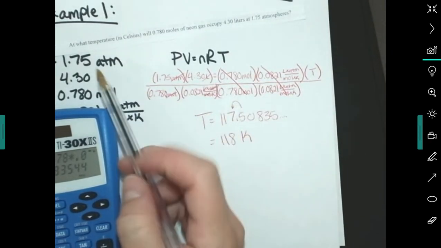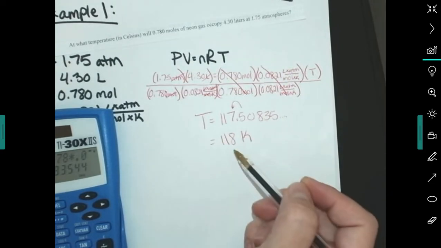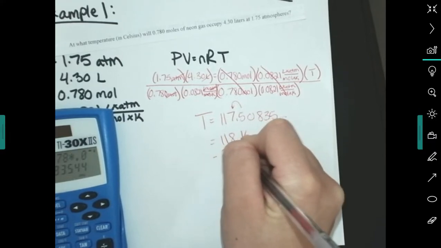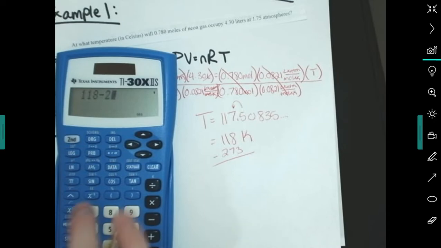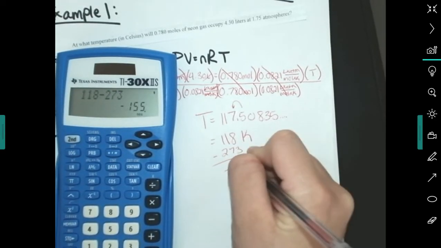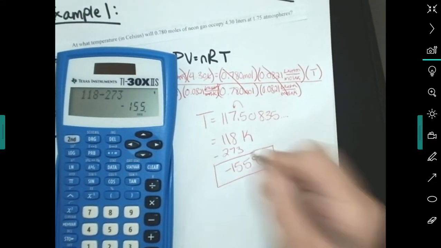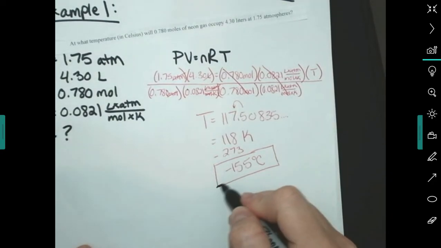Now, if you look at this question, it asks for the temperature in Celsius. So we need to convert this back to Celsius, and the way we do that is by subtracting 273. So I'm going to do 118 minus 273, and I get negative 155 degrees Celsius. And that's what I get for my answer, and that is correct.